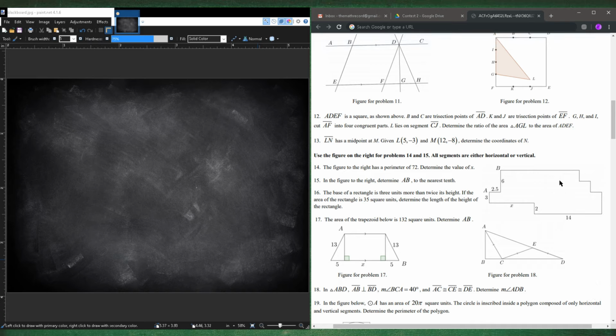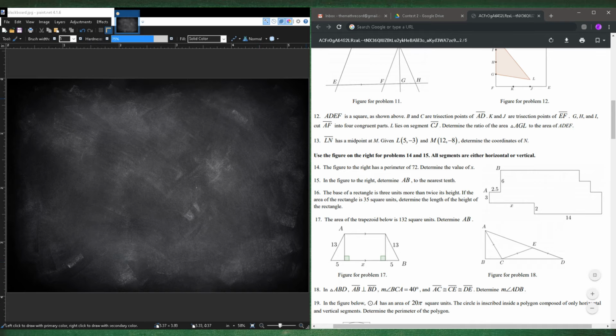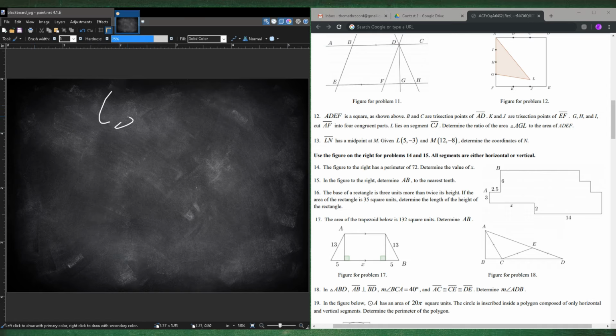LN has midpoint M, and L, one of the endpoints, is (5, -3), and M, which is the midpoint, is (12, -8). Determine the coordinates of N. So this is really simple. What you do is you write 5 and -3, that's one of the endpoints, and then you write the midpoint, which is 12, -8.